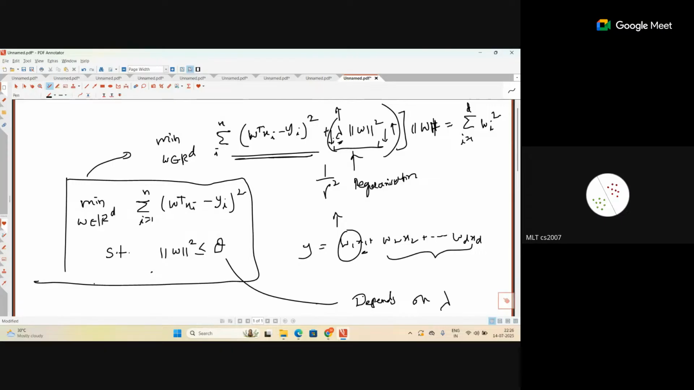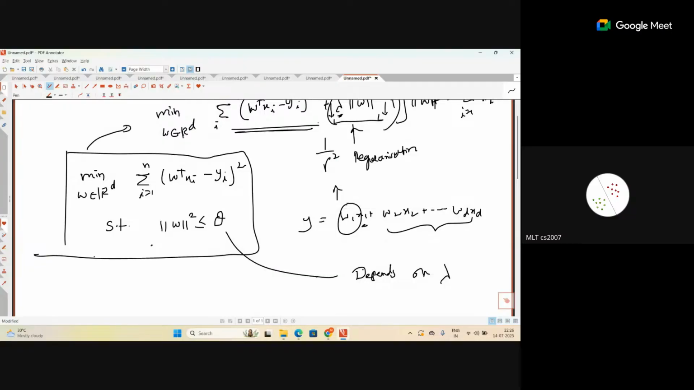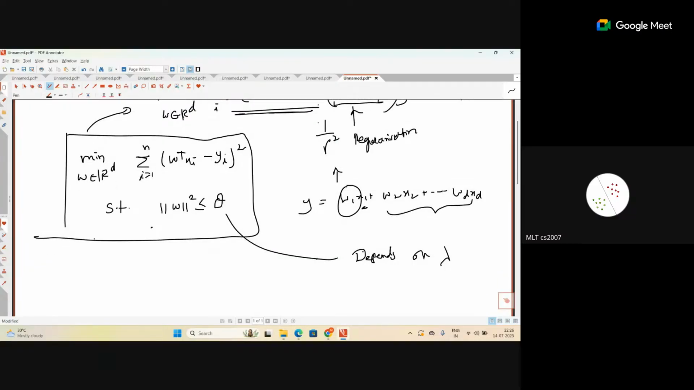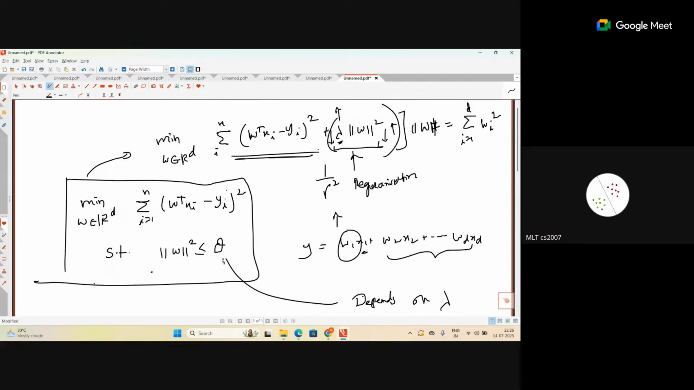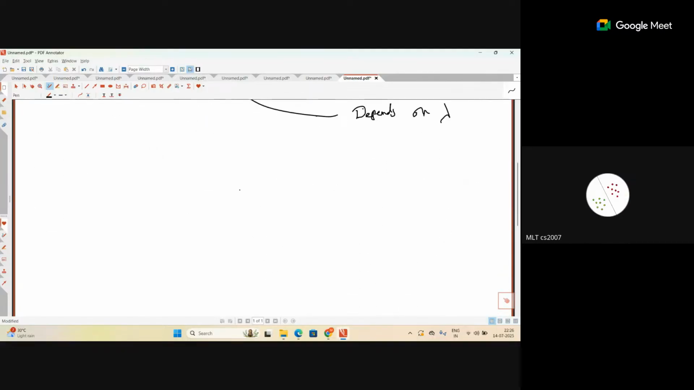So if my w's go beyond some level, that lambda will bring it down. Why? Because this is a minimization problem. The same problem I try to visualize as a constraint problem, where I'm bounding w by using this theta. So basically that theta should be dependent on the lambda. Theta is used to understand the problem geometrically.